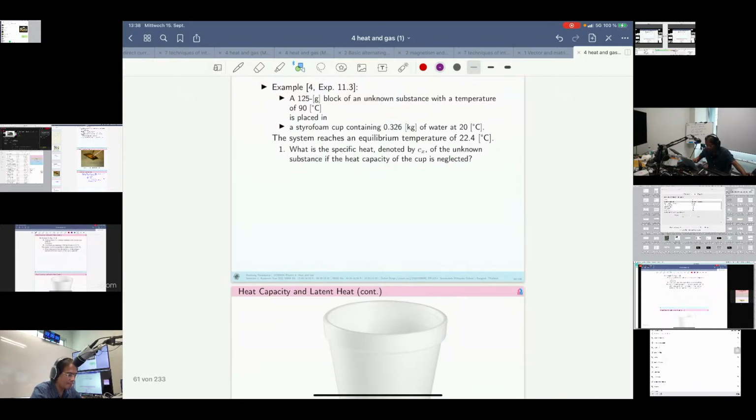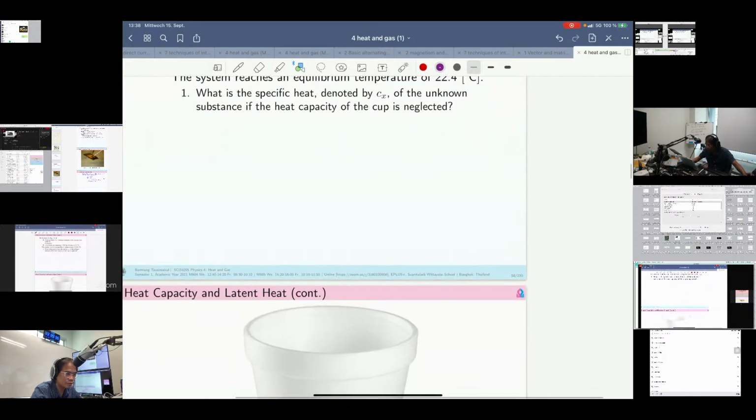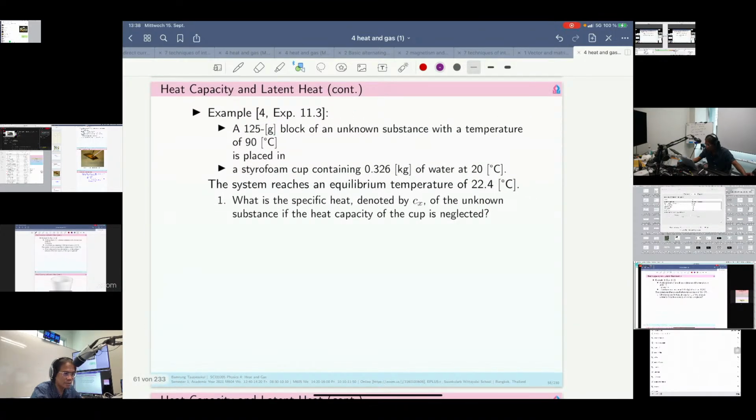Yes, here in this example, we have the mixture of two substances. The first one is the unknown substance, right?